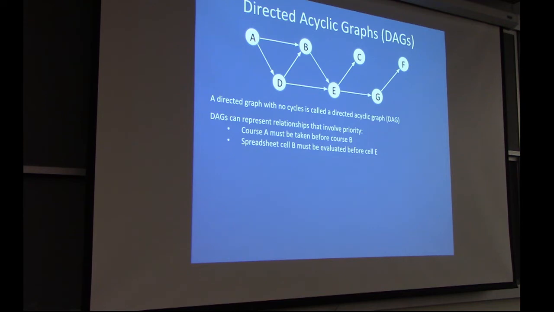Spreadsheets: the cells in a spreadsheet form a directed acyclic graph because a cell can depend on other cells. But what happens in a spreadsheet if you try to have a cell depend on this cell and vice versa? So there's a cycle. That's a problem. You've got to fix it. And so there's a DAG there.